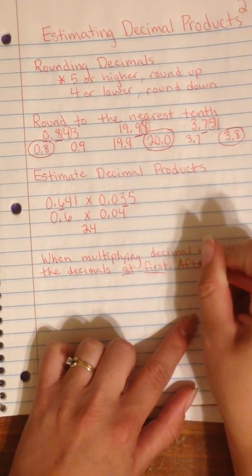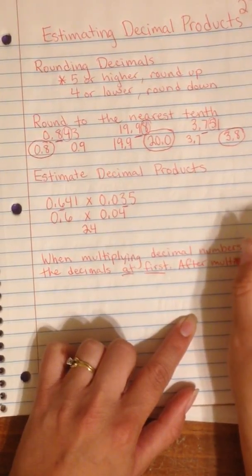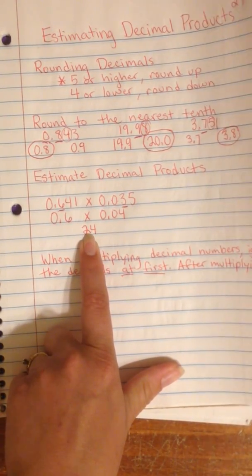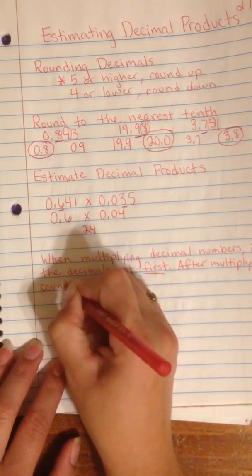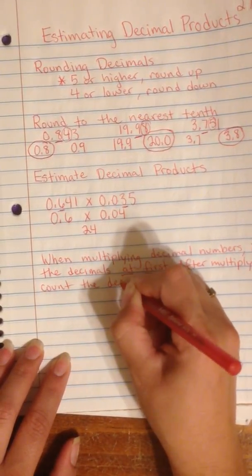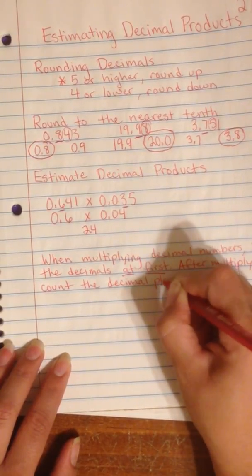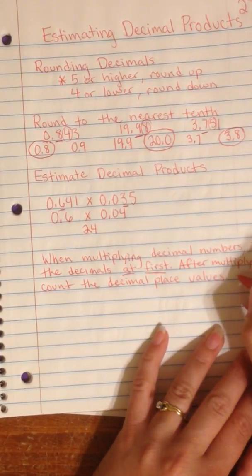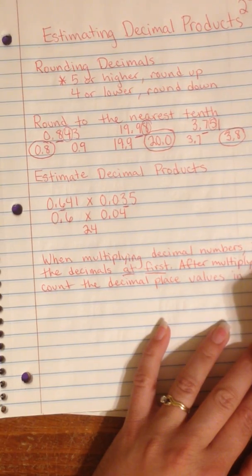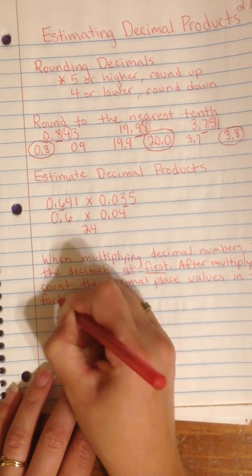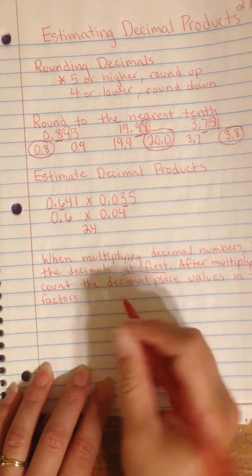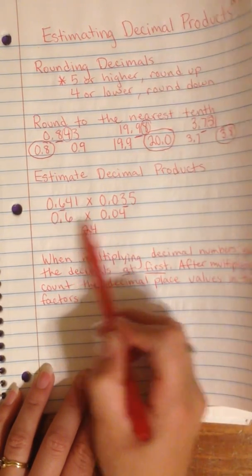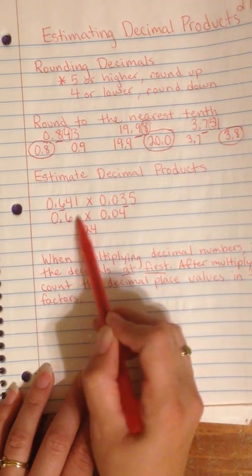After multiplying, okay, so we multiply those numbers, count the decimal place values in the factors. The factors are the numbers that you multiply together. So we had, in the one that we're working with, not the very original one, we're looking at our estimate, 1, 2, 3 places behind the decimal total.